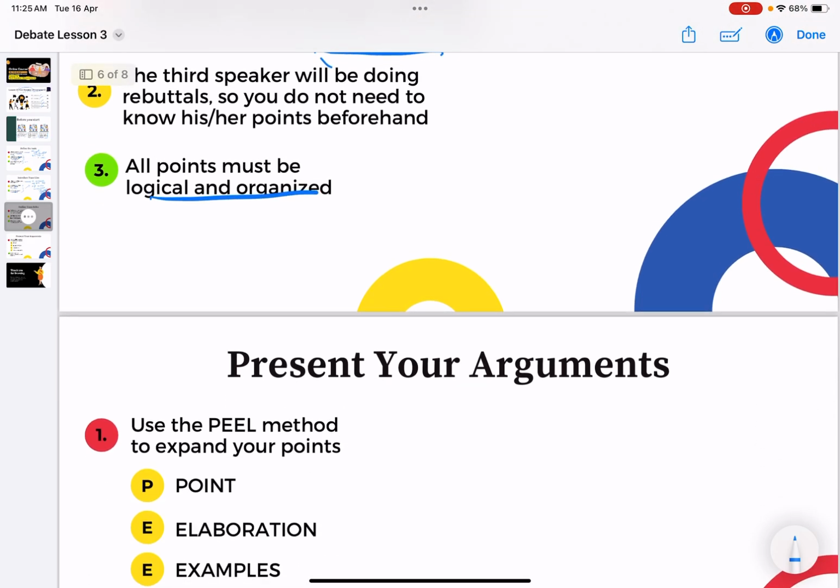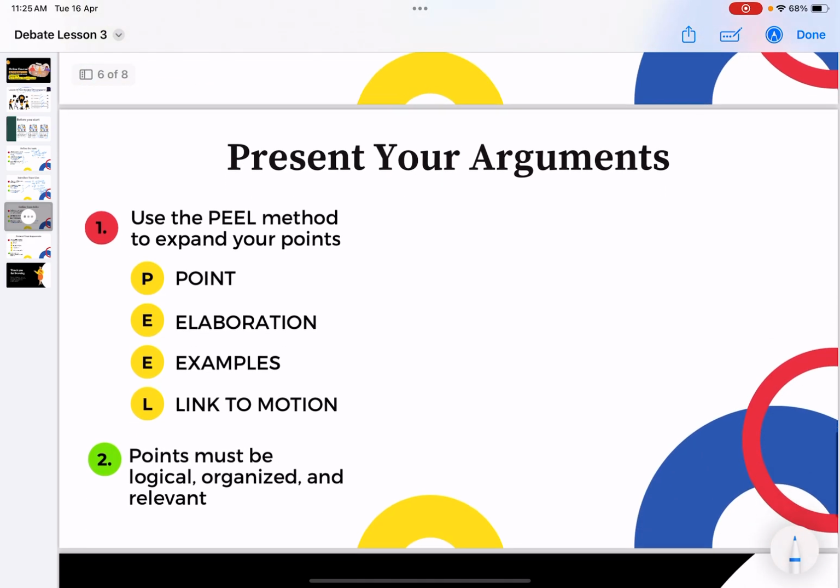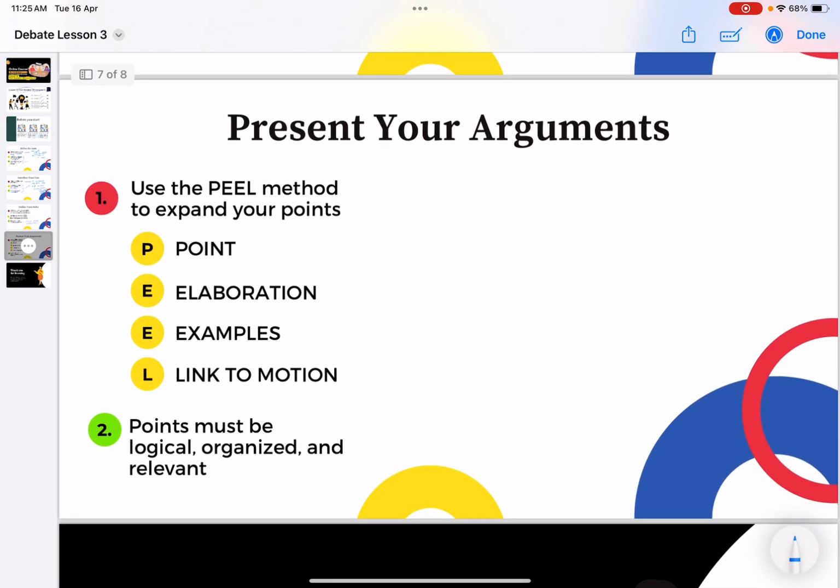So this one again, go back to your notes for cohesive devices, penanda wacana, that's what they call it in Malay. Okay, and then present your arguments. So for your arguments, I always use this method called PEEL. Again, this is not like the best method, this is one method. Okay, I'm sure that you have different methods.